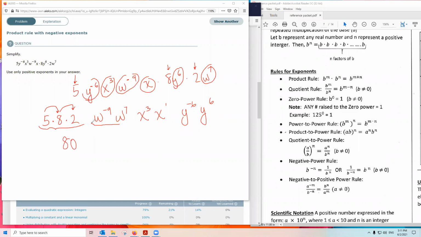All right, let me come over here. I have W to the -9 times W to the 7. Well, if you remember this product rule, it says when you're multiplying the same bases, you keep the base but add the exponents together. Now, this product rule works if the exponents are positive or negative. It really doesn't matter. So I'm going to write this as W to the -9 plus 7. But -9 plus 7 is 2. So I'm going to write that as W to the 2.